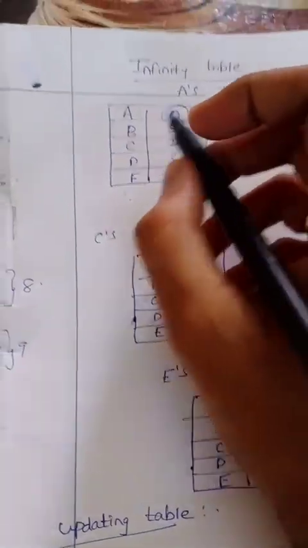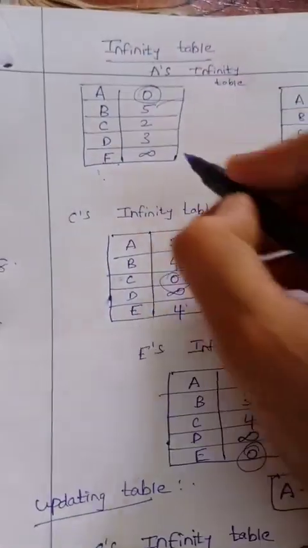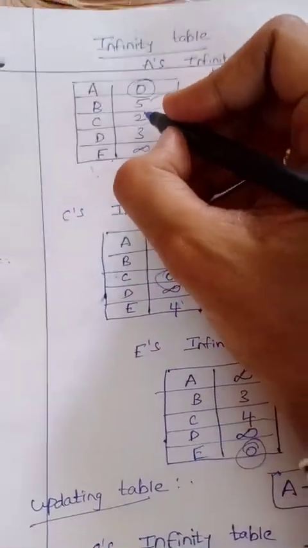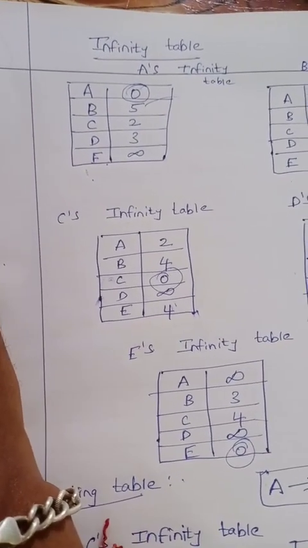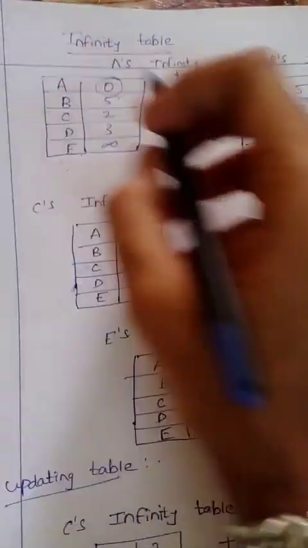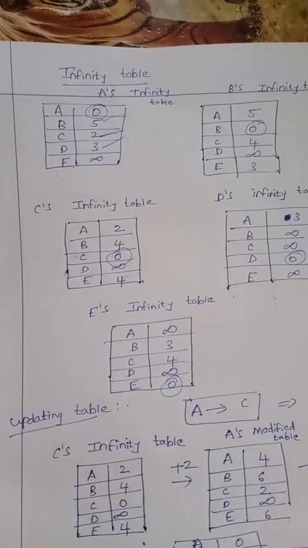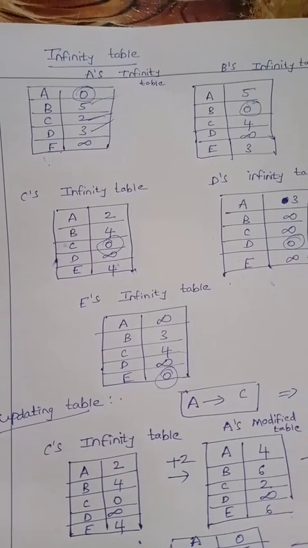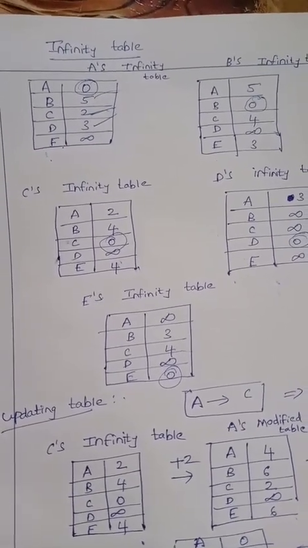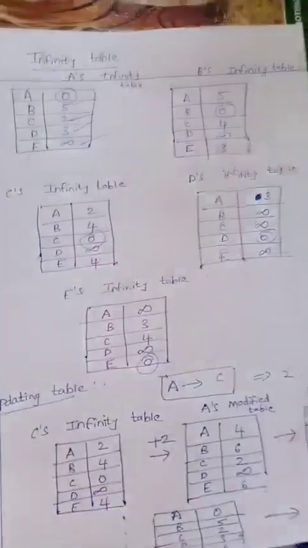In a similar way, B to A will be 5 and B to C will be, if you check here, 2. Sorry, not B to C, A to C. A to C will be 2 and A to D will be 3. And now listen, what is an infinity table? It means there will be no straight path. So A to E, there is no straight path, so I am writing that as infinity.